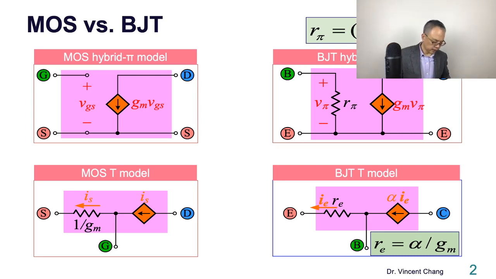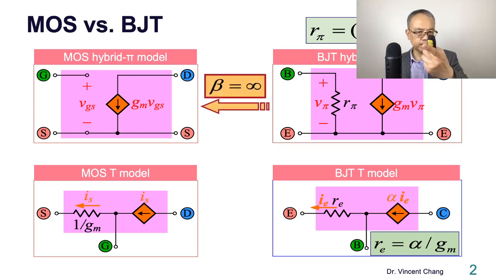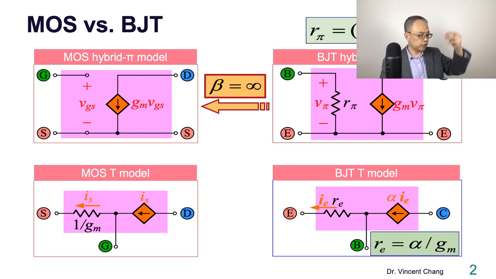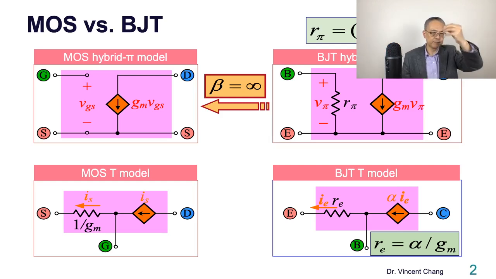Some students sometimes say, I like to solve the MOS, but it's challenging for me to solve the bipolar. But there's a very simple relationship between the two. If you just forget about the physical operation mechanism, the device physics, in terms of the relationship between the currents, IC equals beta IB, IC equals alpha IE.